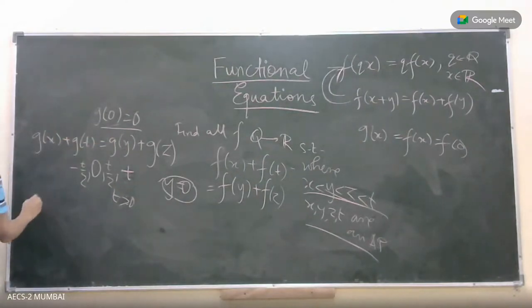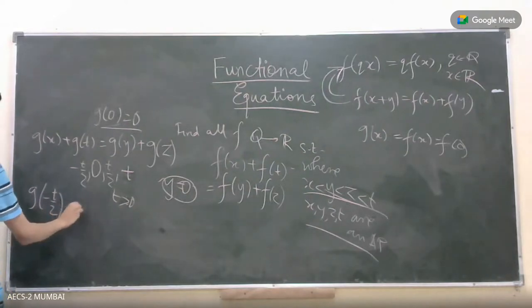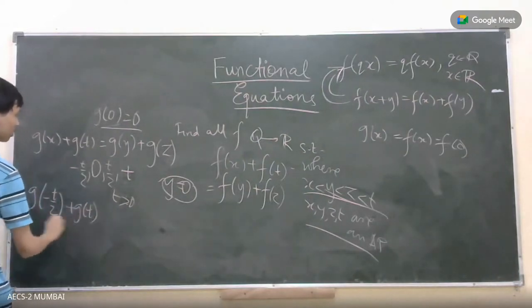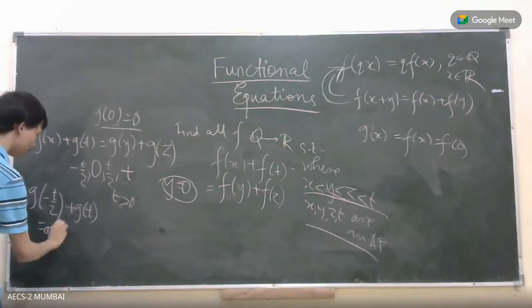If you put this, what do you get? G of minus t by 2 plus gt equal to g0, which is 0. G of t by 2.